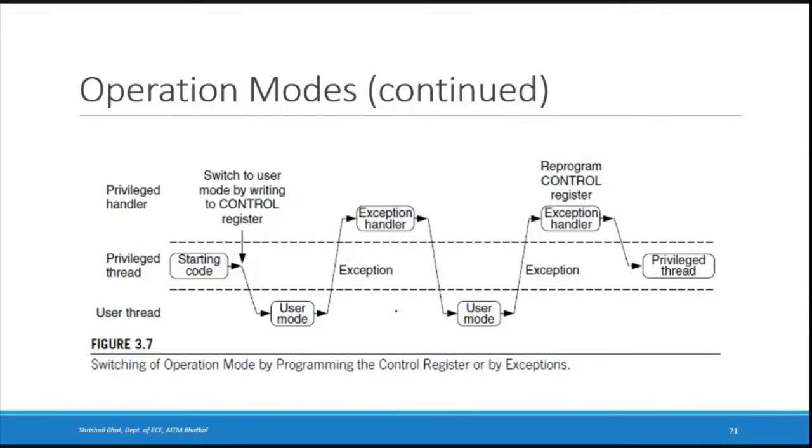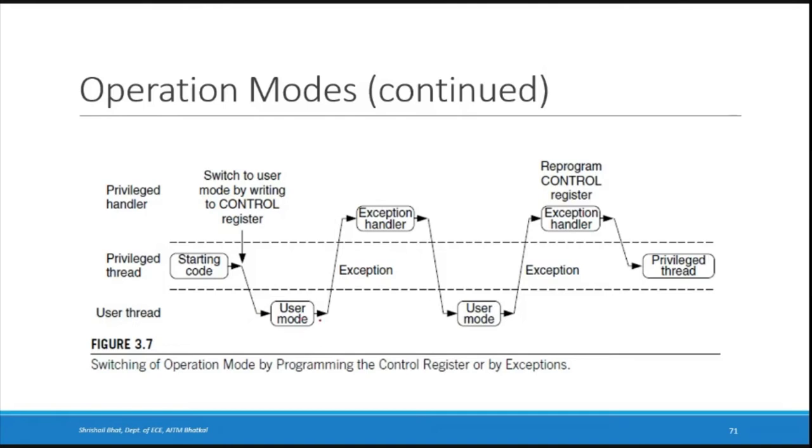So this is how there is switching of operation modes between different levels. There are three modes you can see: user thread, privileged thread, and privileged handler. As we have seen initially, when we reset, the program will be in privileged thread, right? So privileged thread is the starting code. Then if you want to go to user thread, it has to write to control bit 0. If you make it 1 from privileged thread, it will change the mode to user thread. Switch to user mode by writing to the control register.